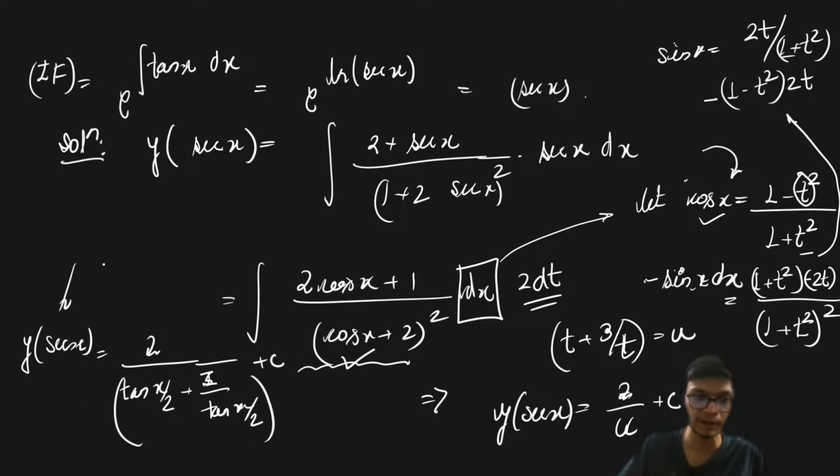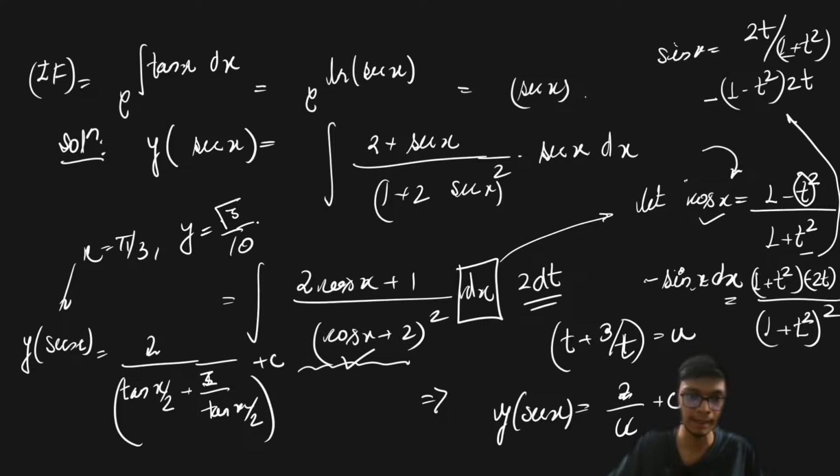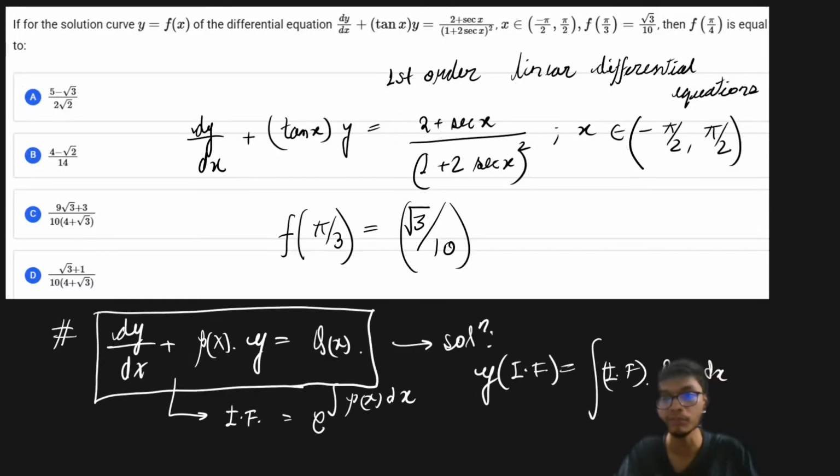So I'm just going to put in the value of x as pi by 3, and the value of y will be equal to, so let us check the problem. So the value of y is basically equal to root 3 by 10, right? So from this part you are going to get the value of the constant, and that constant is going to come out as 0. So once you get this particular solution of the differential equation, the constant is going to come out as 0, and therefore you have to find the value at pi by 4.